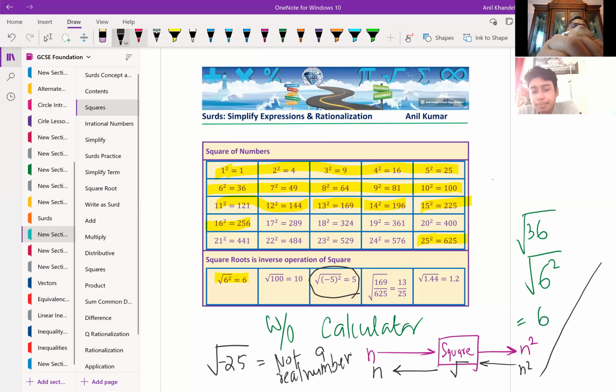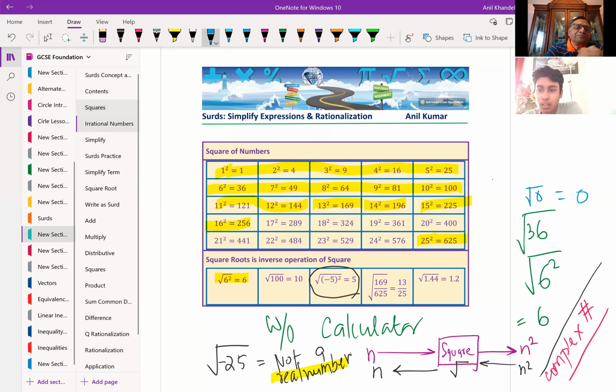We are leaving aside some numbers which are called complex, so we are not doing those. We are working with real numbers. So in real numbers, we cannot have the square root of a negative number. Square root of 0 will be what? It would just be 0. You are right. So square root of 0, because 0 square is also 0, will be 0.